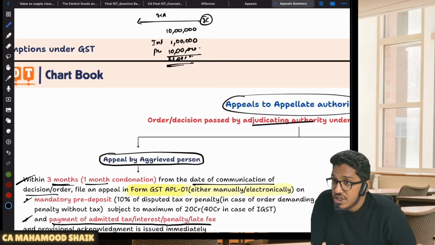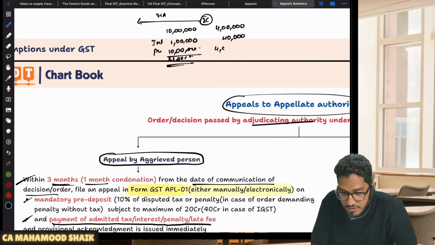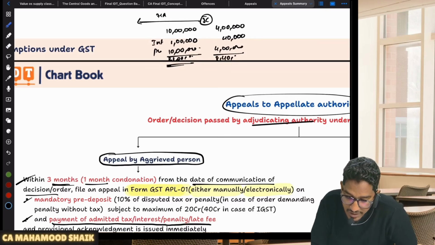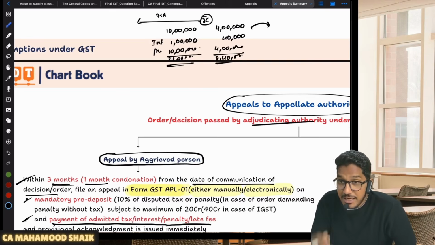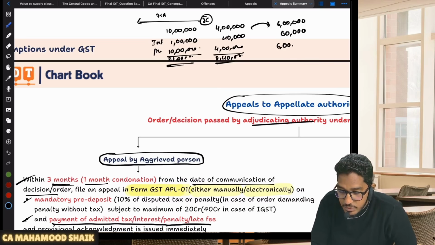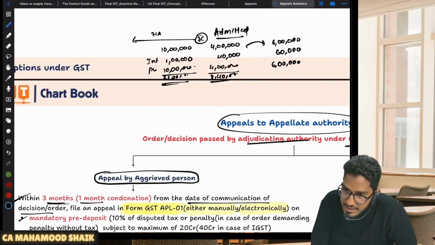Now you might not be challenging the entire amount. According to you, you are liable to pay only, let me put it this way, you are accepting only 4 lakh rupees of tax. On that you will pay 40,000 rupees of interest. On that you will pay 4 lakh rupees of penalty. So you are accepting the liability up to 8 lakh 40,000. You are going for appeal. The dispute is for what? The dispute is for only 6 lakh rupees of tax, 60,000 rupees of interest and another 6 lakh rupees of penalty. So this will become my admitted tax, interest, penalty, late fee. This will become my disputed amount.